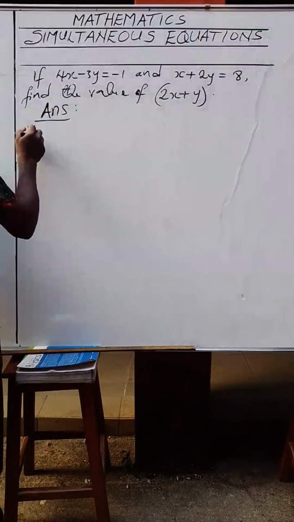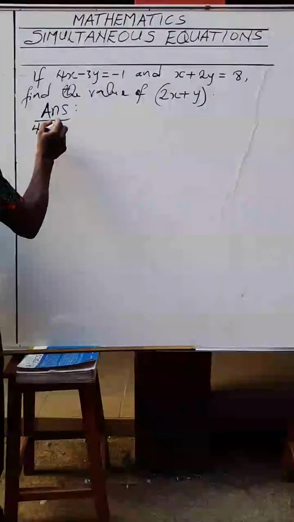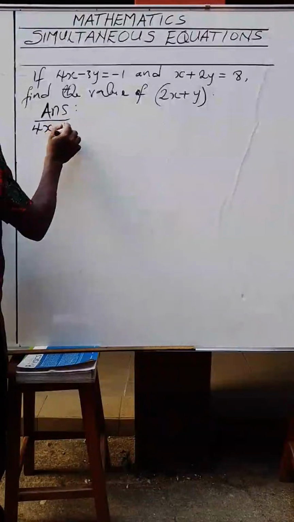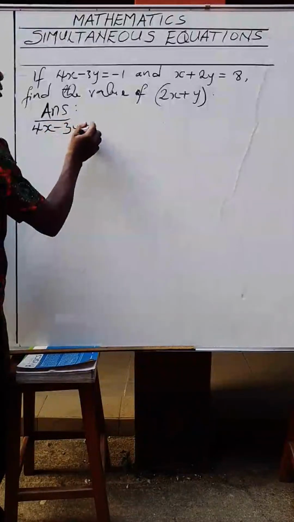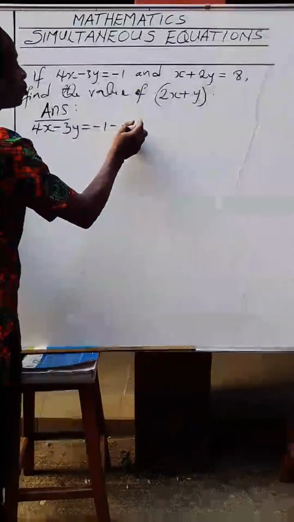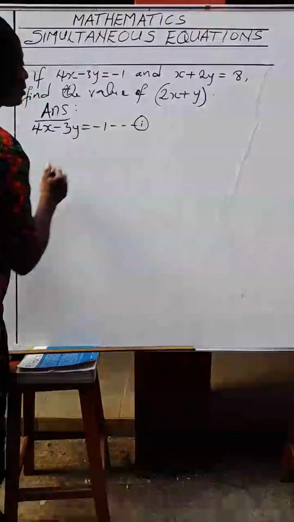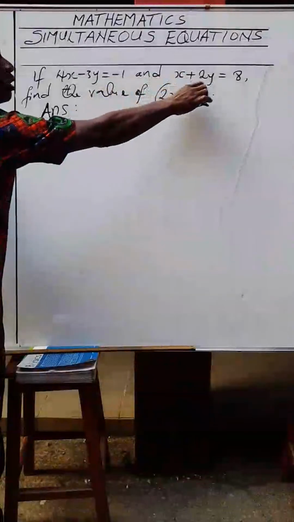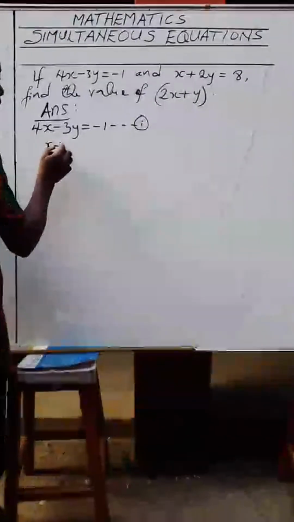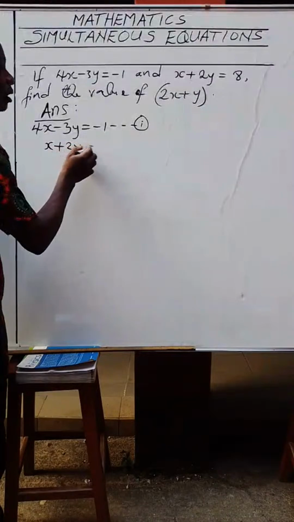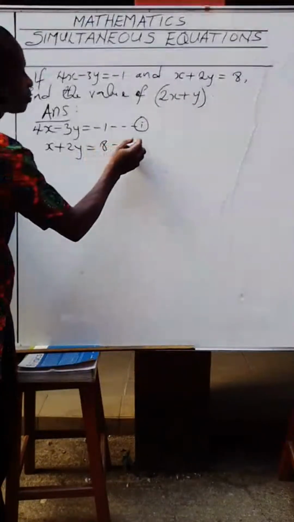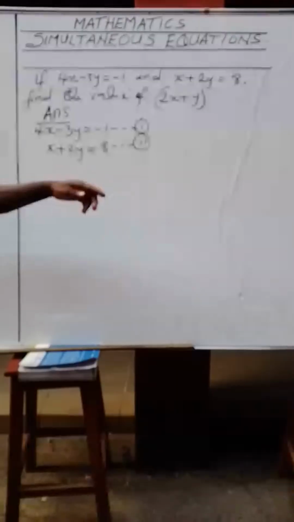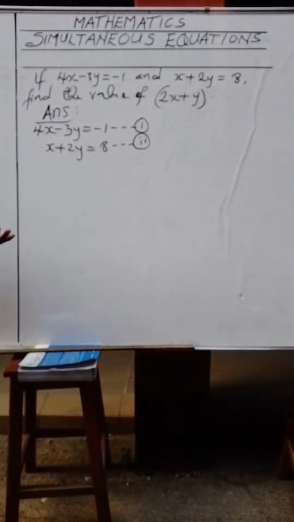Here, the first equation is 4x minus 3y equals minus 1. So we call this equation 1. Don't forget. Then the next one is x plus 2y equals 8. This is equation 2. So somebody should suggest which method I'm going to use here.